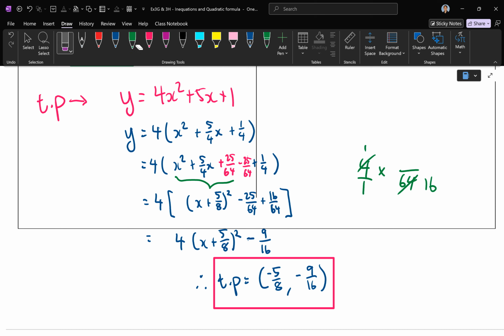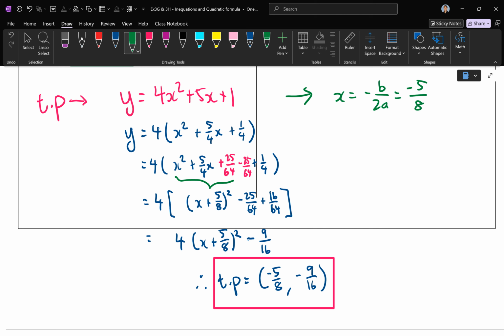The alternative method was you could simply have gone with x is equal to negative b on 2a. And that would have been negative 5 on 2 times 4, which is 8. So you would have got that one, the x value of the turning point. And then take that number and sub it in. So you could then say y is equal to 4 times negative 5 on 8 squared plus 5 times negative 5 on 8 plus 1. And that would have given that same answer. So it's up to you, whichever way you want.